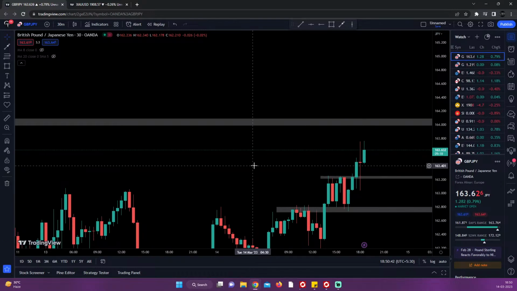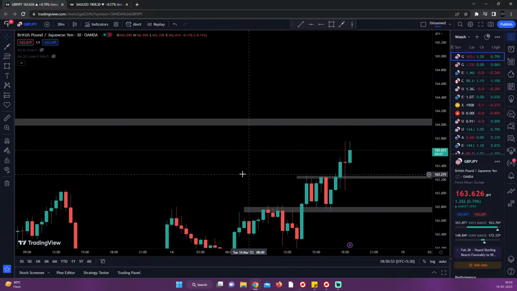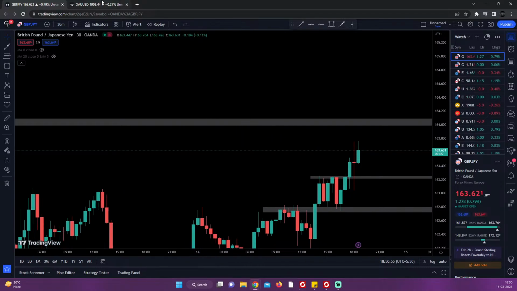I'm trying to put these things in very simple language, so if anybody wants, they can take notes out of this, because this is going to help you with your manual trading. So now this was all about GBP JPY. There is nothing in GBP JPY right now.